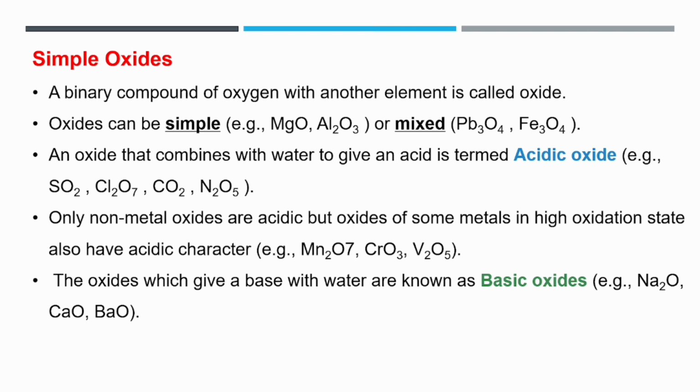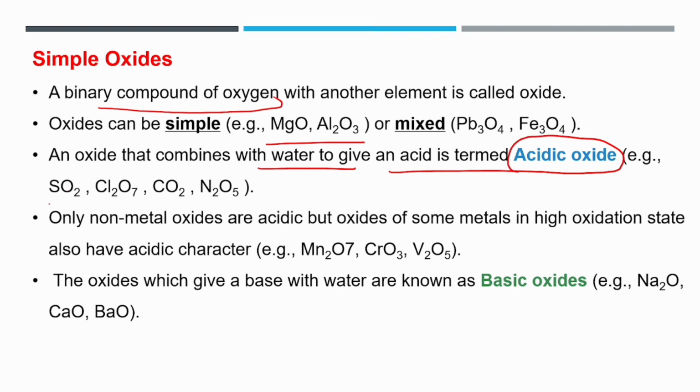Next, group 16 elements form simple oxides. What are simple oxides? A binary compound of oxygen with another element is called an oxide. Oxygen forms binary compounds with other elements. They can be simple oxides like MgO, Al2O3 or mixed oxides like Pb3O4, Fe3O4, etc. An oxide that combines with water to give an acid is termed an acidic oxide.